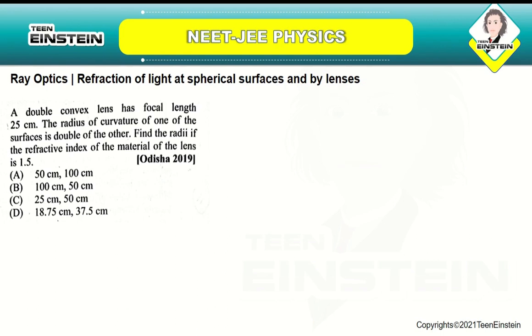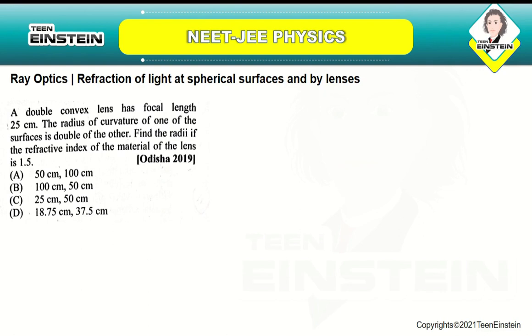Okay, let us now see the next question. A double convex lens has focal length 25 centimeter. The radius of curvature of one of the surfaces is double of the other. Find the radii if the refractive index of the material of the lens is 1.5. So they are asking us to find out the radii of the lens if the refractive index is 1.5.